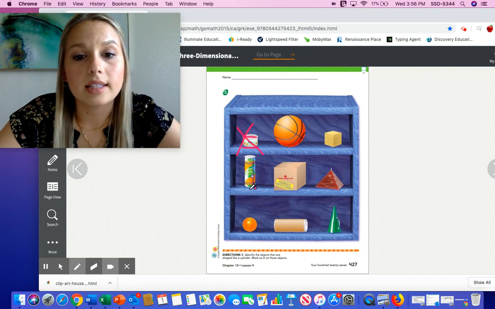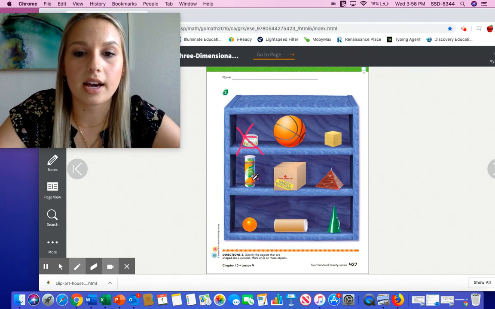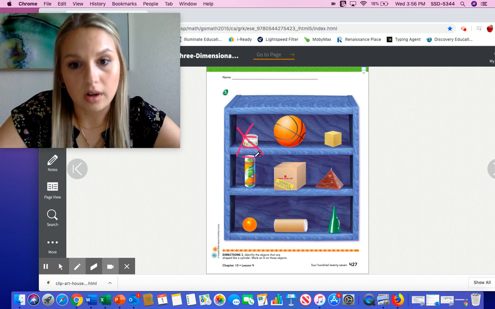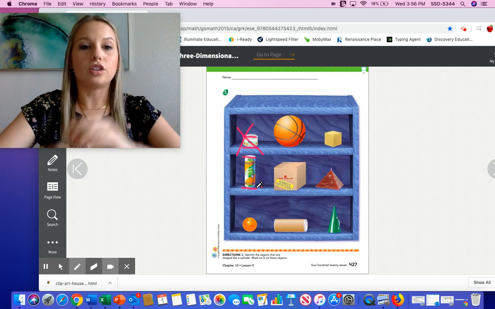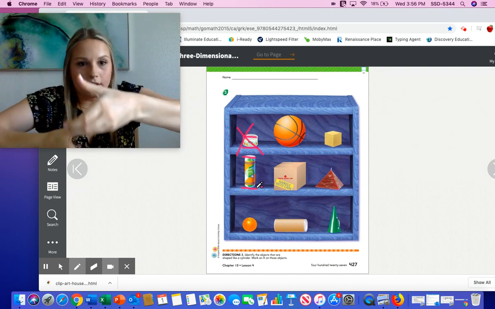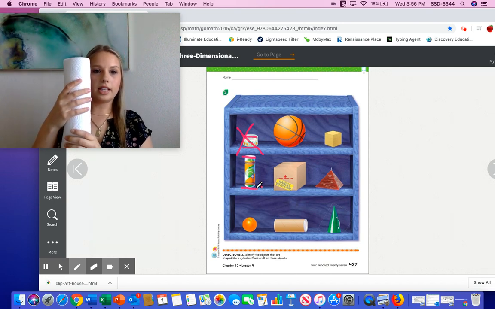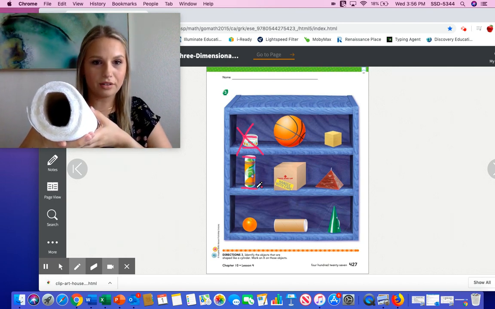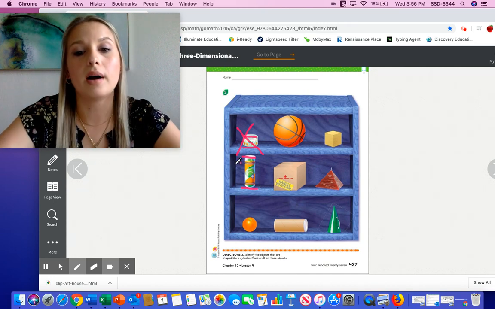So let's see, is it a cylinder? It has to have 2 flat surfaces and a curve. Let's see if it has flat surfaces. One on the top, one on the bottom. If I took the can and I turned it this way, do you think it would be round? It would be kind of like this. If I took it like this and I turned it this way, is it round and curved? Yeah, so that's a cylinder. X marks the spot.